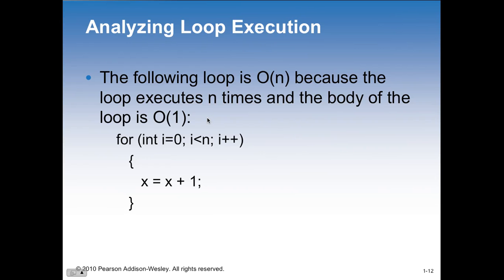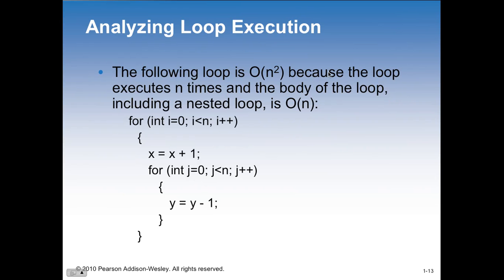And then we can also say if we nest a loop inside, we have n squared coming out of that, because we have the inside loop and the outside loop. So as an example, you can see how the complexity essentially doubled in terms of the execution time. The following loop is O(n^2) because the loop executes n times, and the body of the loop includes the nested loop.